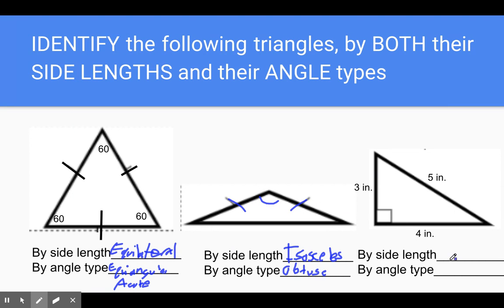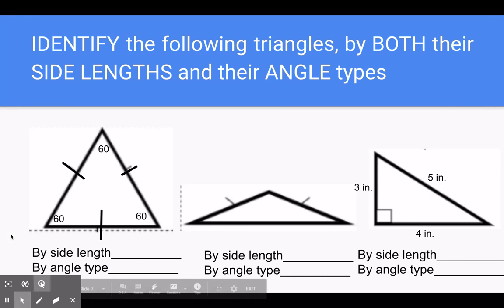All right, here by side length, we have a side length that's 3 inches, a side length that's 4 inches, and a side length that's 5 inches. Obviously, none of them are congruent. They are all different, so therefore that is a scalene triangle. And we see that we have the right angle box here, so that means we have a right triangle. So we can always identify triangles in two different ways: side length and angle type.